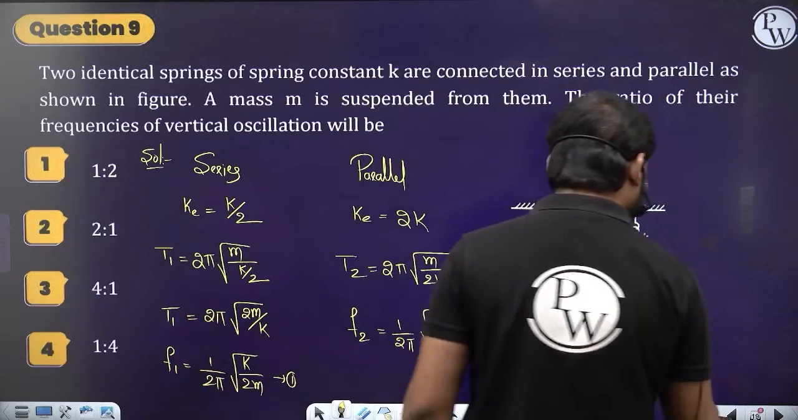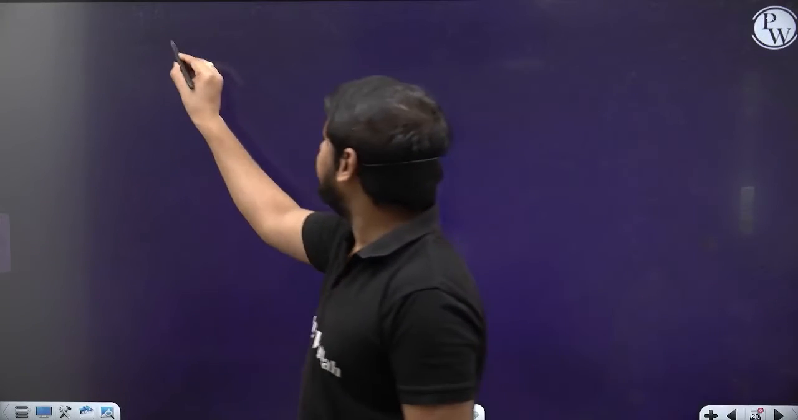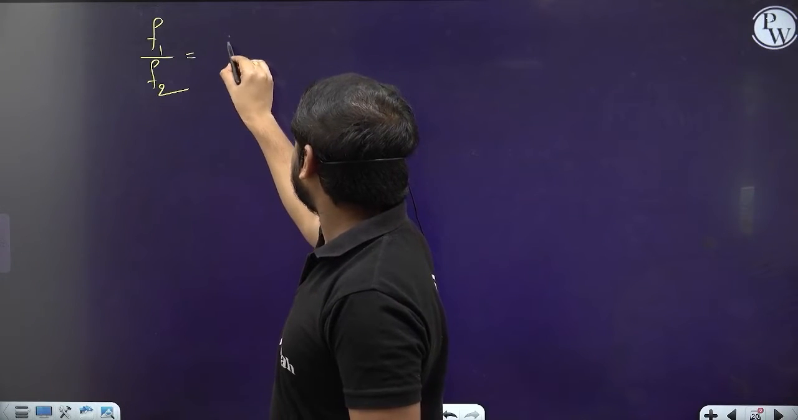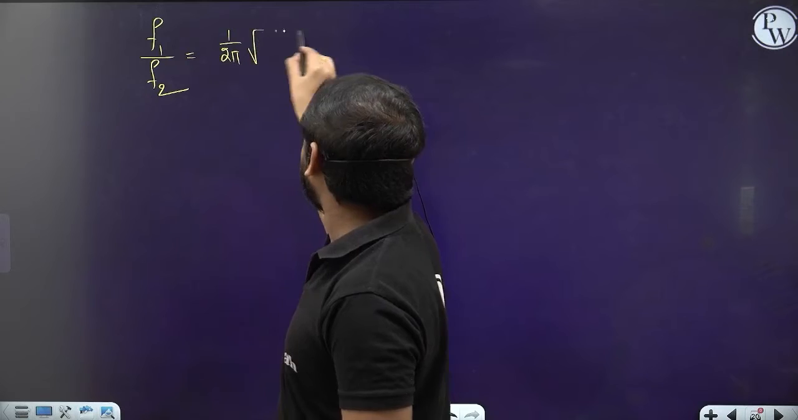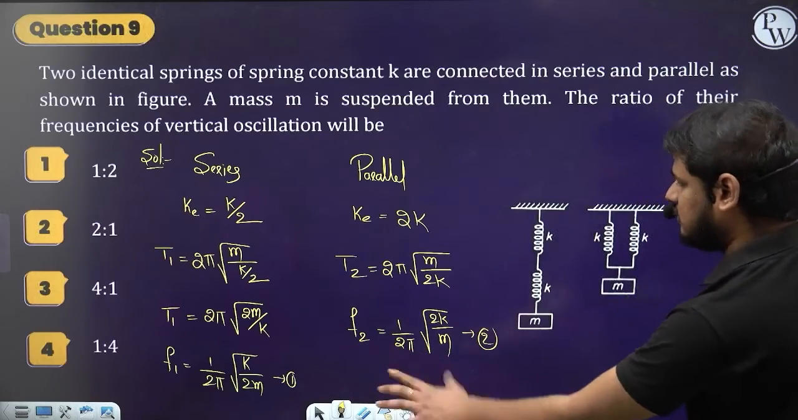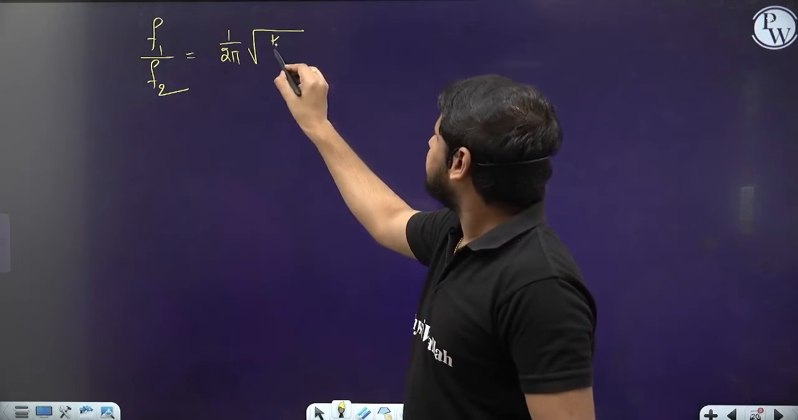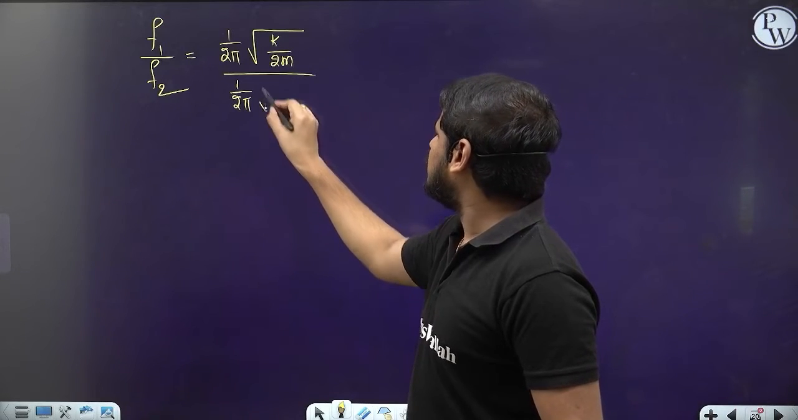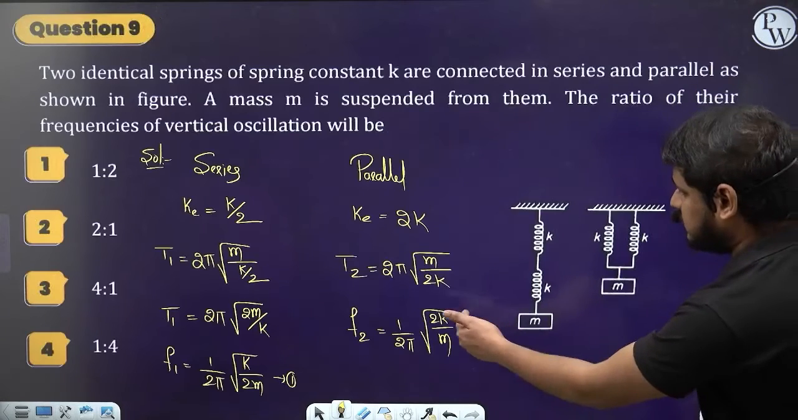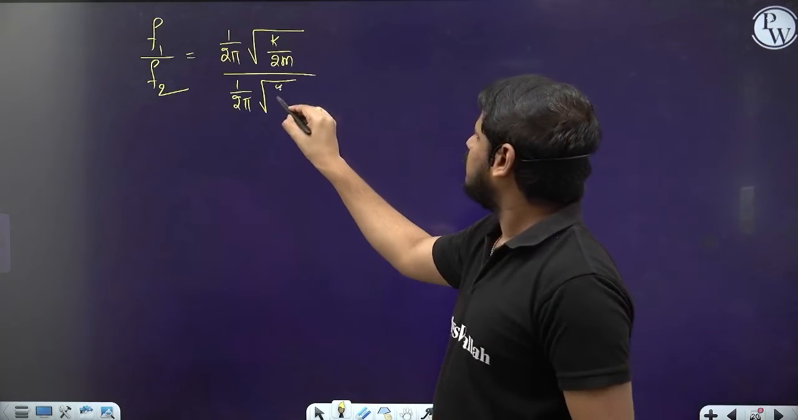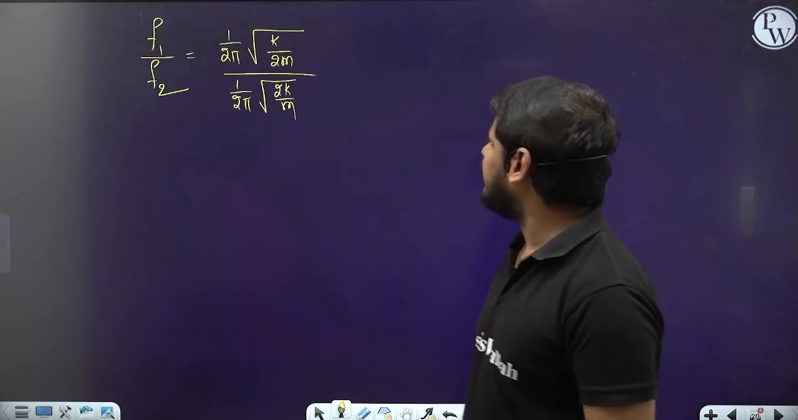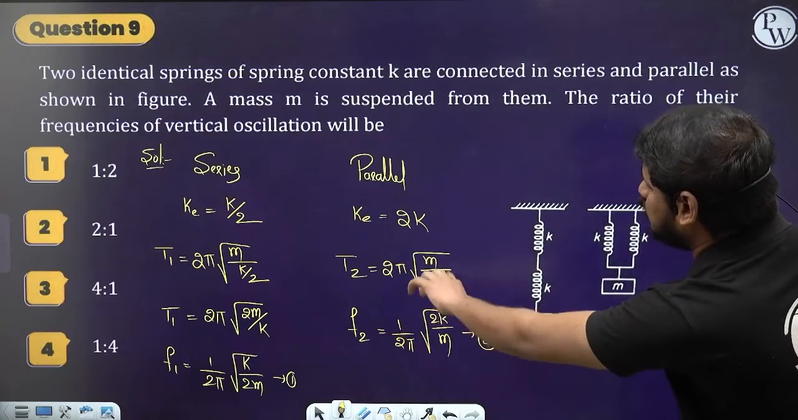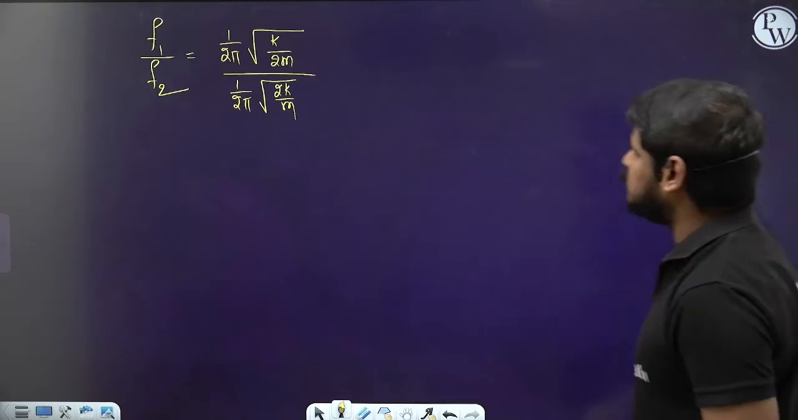So now we need the frequencies ratio, F1 by F2. F1 by F2 is equal to the first one, 1 by 2 pi into root over K by 2M, divided by 1 by 2 pi into root over 2K by M. So root over 2K by M. Yes, fine. So now do the calculations.